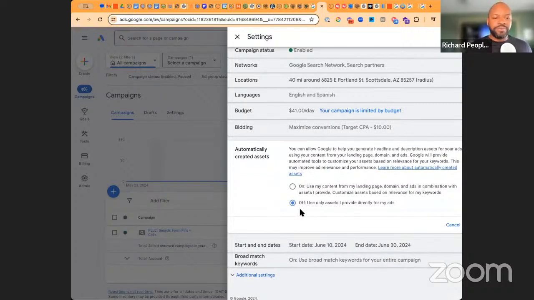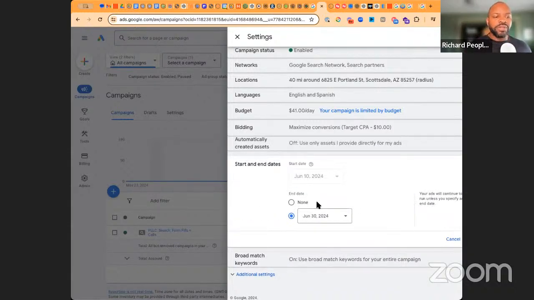You can also have Google automatically write, compose an offer headline so it appeals to the right people. And you can do so based on the information on your website. Okay. You can create start and end dates.